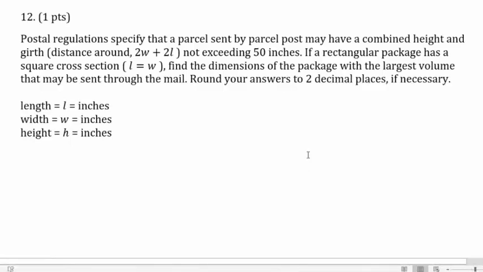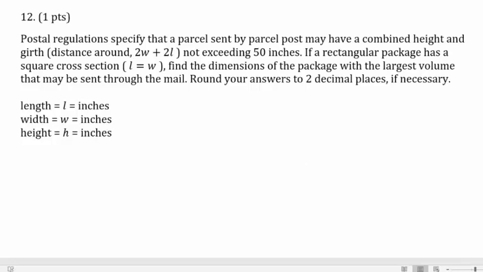Okay, so it says postal regulations specify that a parcel sent by parcel post may have a combined height and girth, which is the distance around, not exceeding 50 inches. If a rectangular package has a square cross-section where L is equal to W, the length is equal to the width, find the dimensions of the package with the largest volume that may be sent through the mail. Round your answers to 2 places.